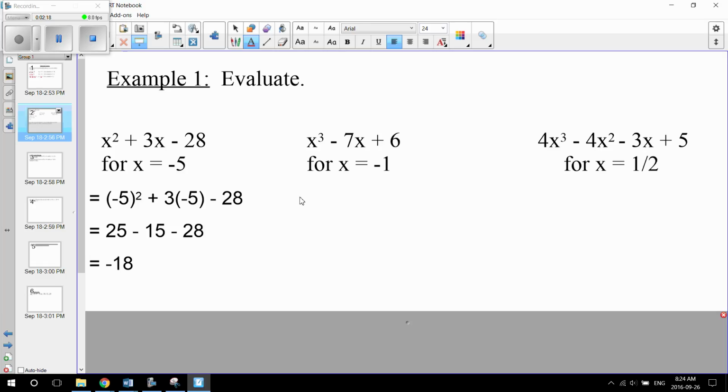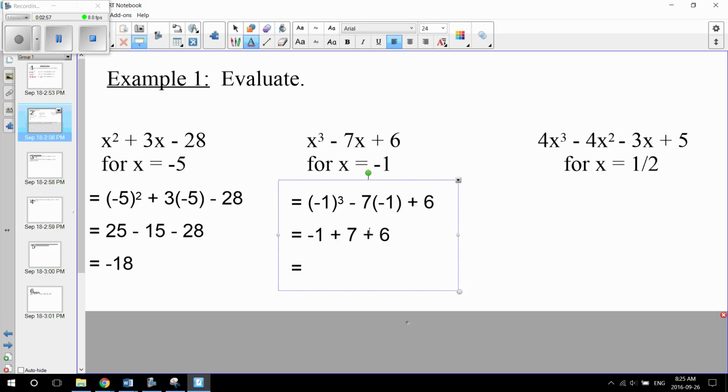Take a look at the second one here. Again, we're just plugging in the value for x into the equation. So we have negative 1 cubed minus 7 times negative 1 plus 6. Negative 1 cubed leaves us with still a negative 1. Negative 7 times a negative 1 leaves us with a positive 7, and plus 6 at the end. So when we evaluate that out, we get a value of 12.